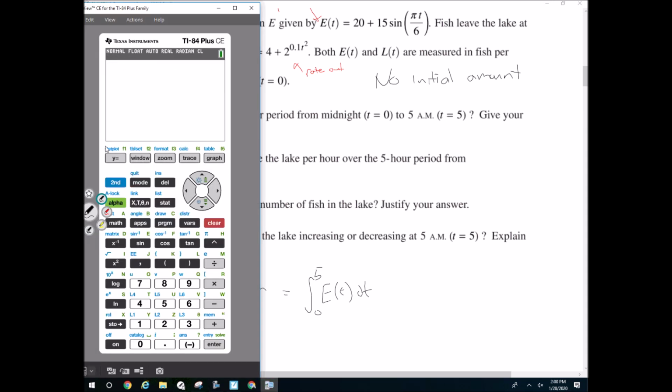Now, I think a lot of students have problems with typing things incorrectly. So if you got yourselves the nice new calculator, let's go ahead and use that because it will be nicer to be able to see. So we're going to go math 9, integral from 0 to 5 of my rate in, 20 plus 15 sine of pi t over 6. Actually could take the antiderivative of this, but who cares? Let's just go with this, and I get 153 fish.